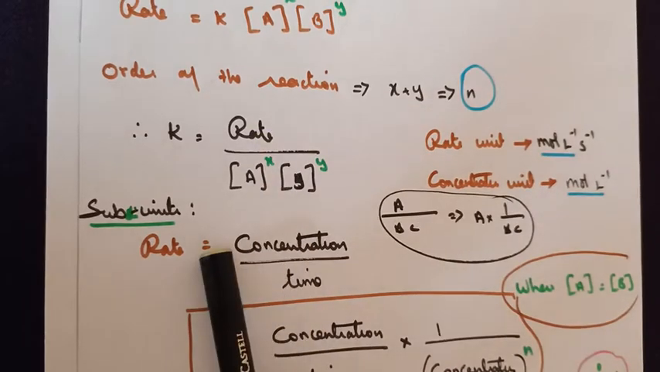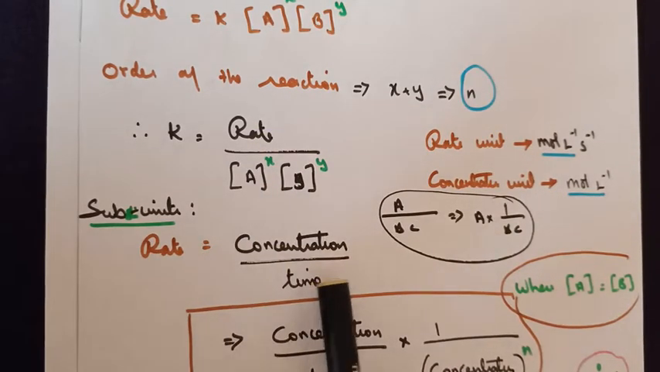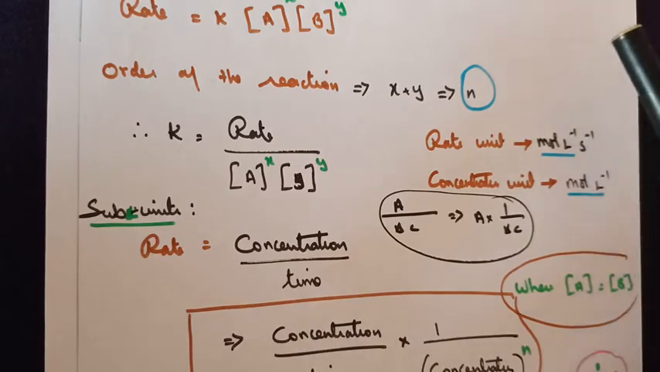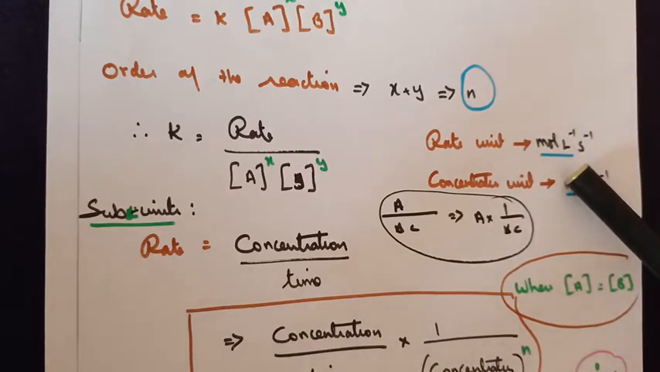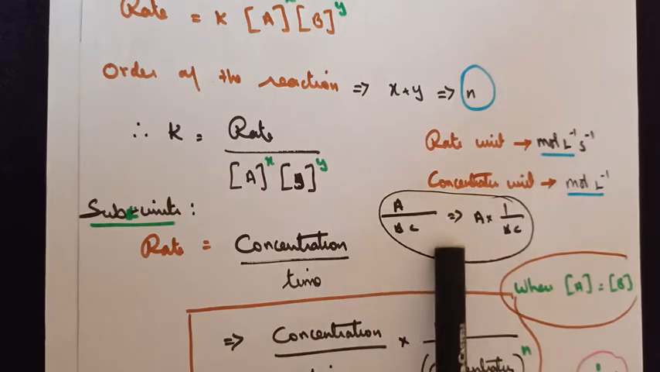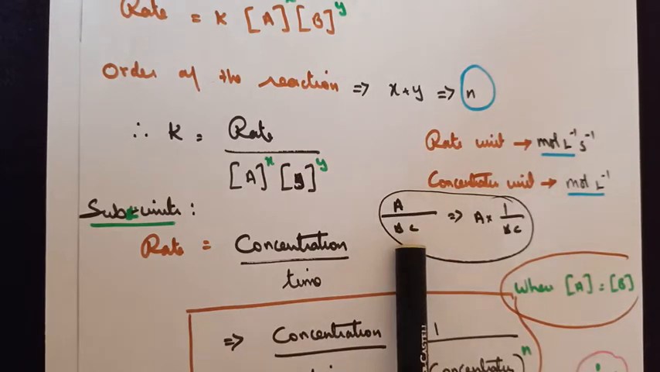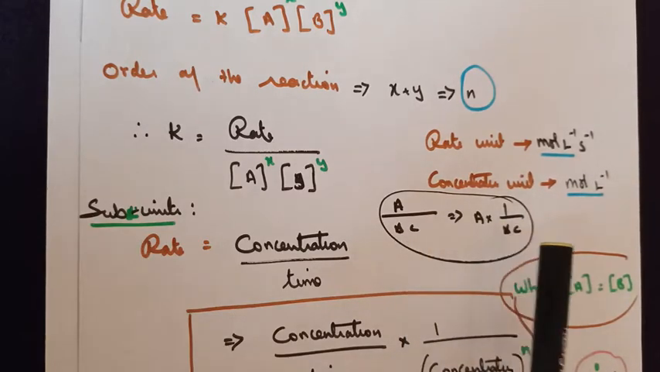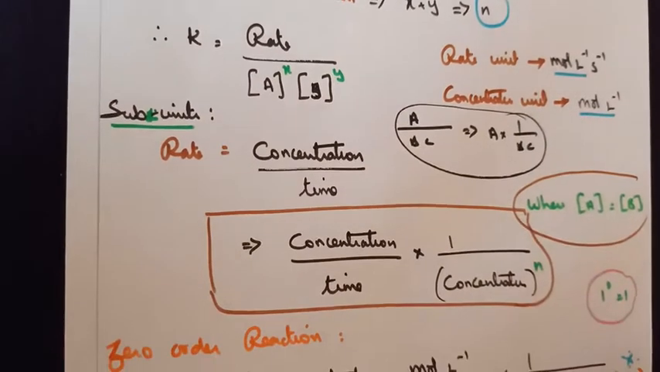So rate is equal to concentration by time. From where do I get this time? Second inverse, which is in the numerator, comes down to the denominator as positive. Instead of writing second inverse, I am writing time here. Now, if this is confusing, look at a mathematical operation of A by BC. How can we write it as A into 1 by BC? That's the concept I have used here.